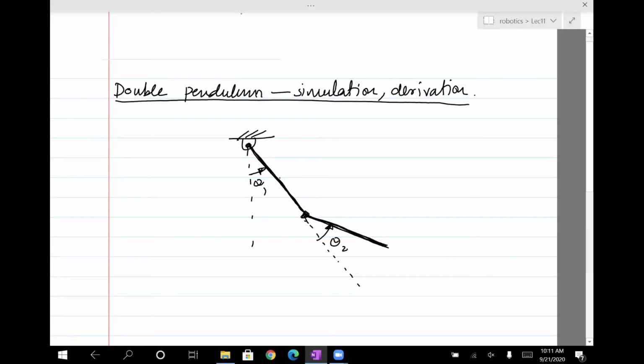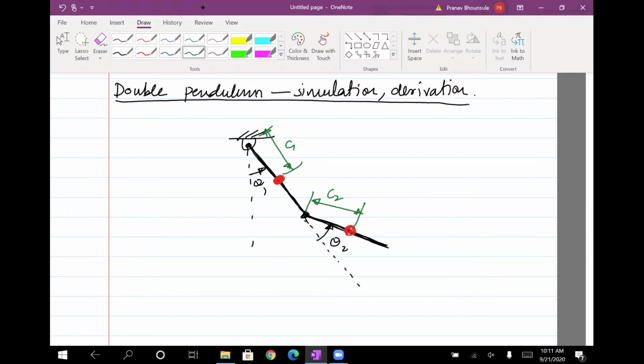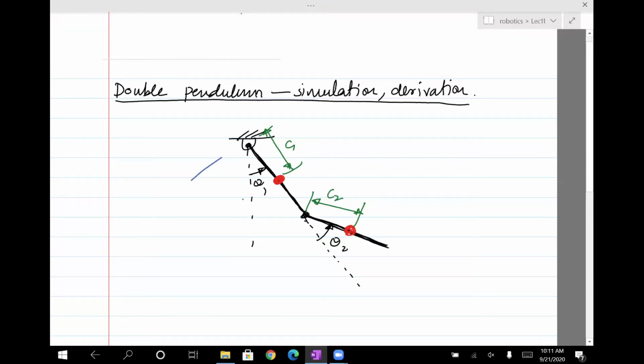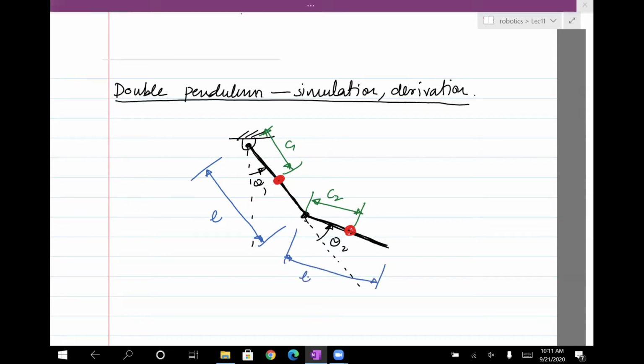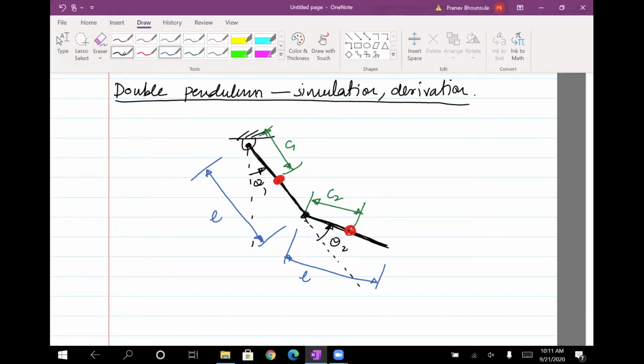And then I need to have the center of mass. Let's just put it somewhere right here. And we'll say that the distance is C1 for the first link, it's C2 for the second link, and you'll be able to change that in the code because that will be a free variable. And then let's say that the link lengths are L1, L2, let's call them L. Okay, and finally I need to choose the axis.